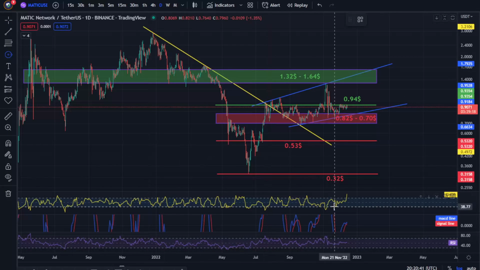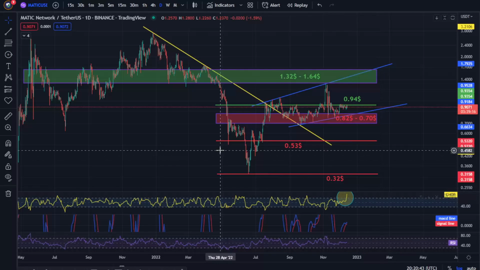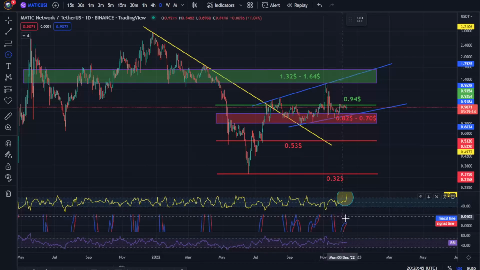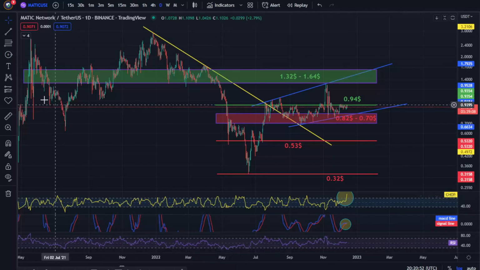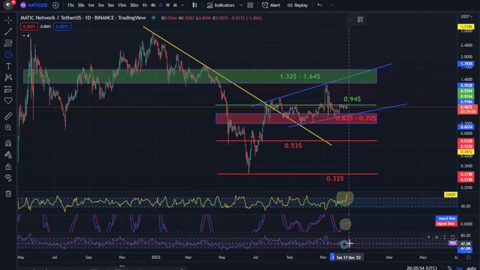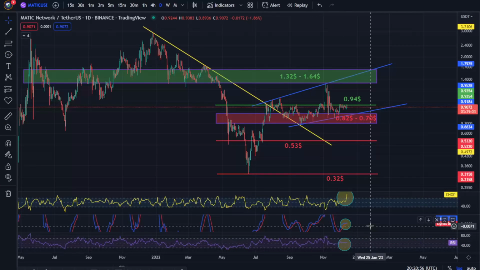Please look at the CHOP index, which indicates that we have a lot of energy which, when BTC is falling, can be used for a large correction. The MACD indicator indicates that we are on the verge of entering a downtrend, while looking at the RSI it is difficult to clearly determine the direction.